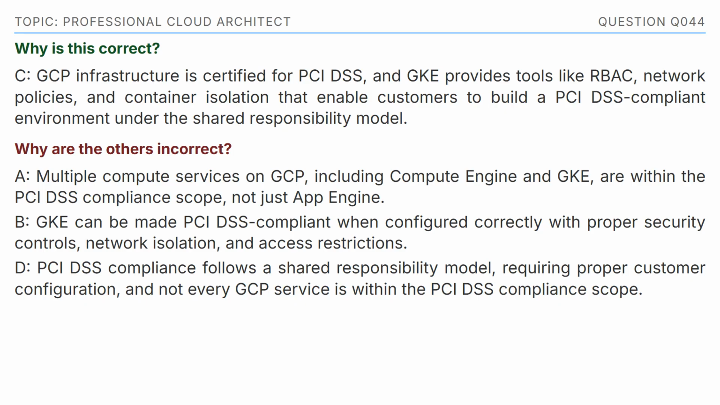Why are the others incorrect? A. Multiple compute services on GCP, including Compute Engine and GKE, are within the PCI DSS compliance scope, not just App Engine. B. GKE can be made PCI DSS compliant when configured correctly with proper security controls, network isolation, and access restrictions. D. PCI DSS compliance follows a shared responsibility model, requiring proper customer configuration, and not every GCP service is within the PCI DSS compliance scope.